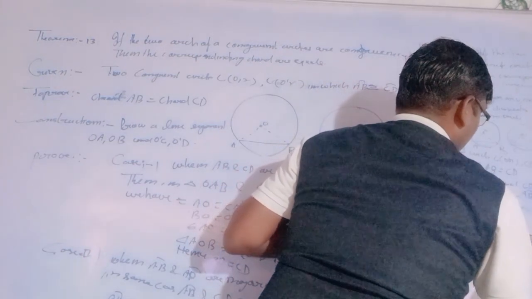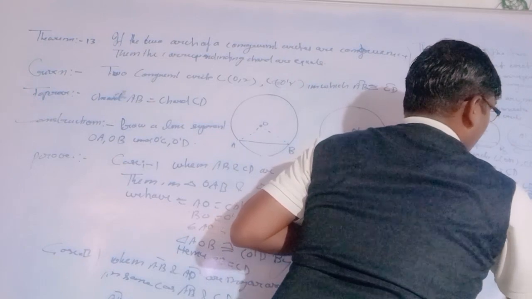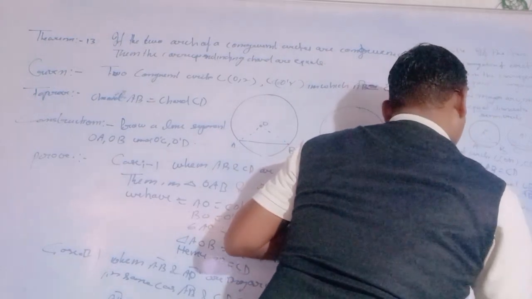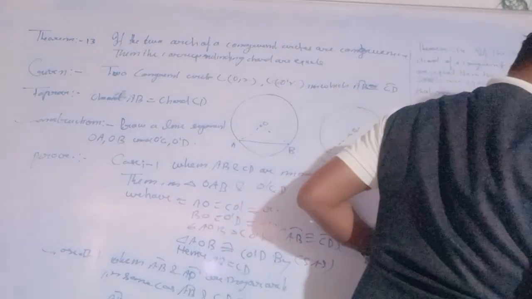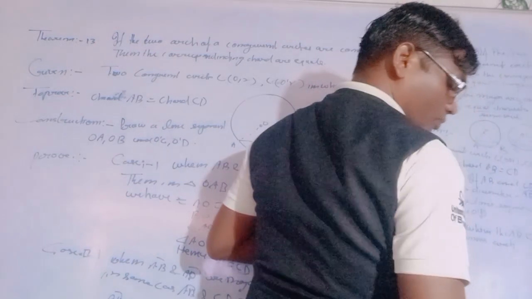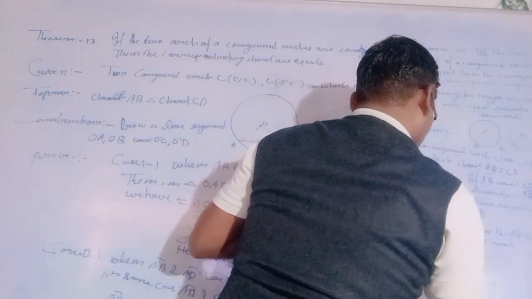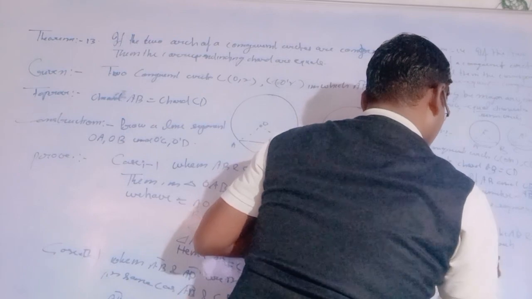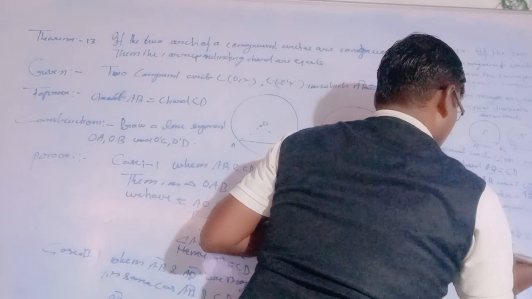When arc AB and arc CD are minor arcs, then what will we do in triangles? We will take the triangles AOB and COD.